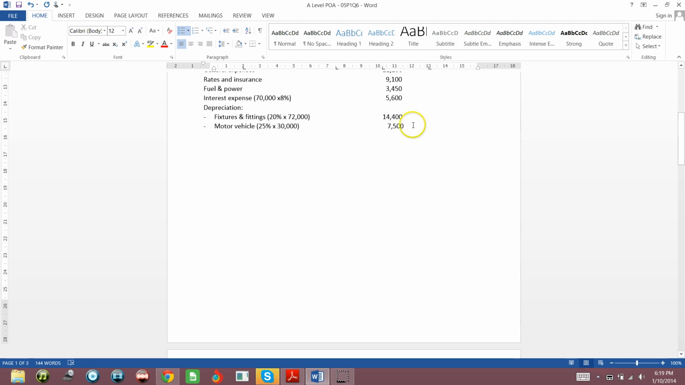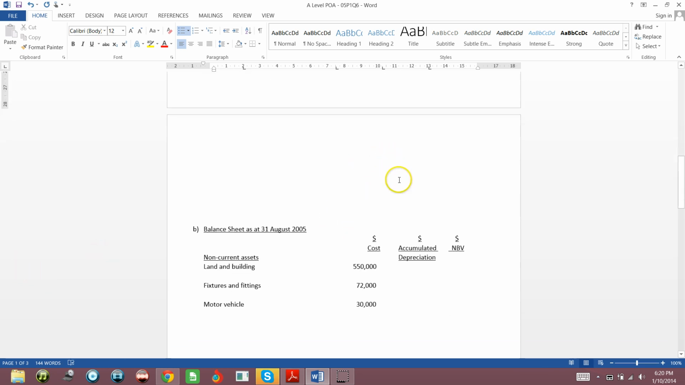So now I also know the accumulated depreciation figure. This is the first year account, so it's not difficult. For the fixture and fittings and motor vehicle, the accumulated depreciation will be as such. Land and building, there's no depreciation, so depreciation will be 0. And then the net book value, that means the cost minus accumulated depreciation, will also be 550,000.